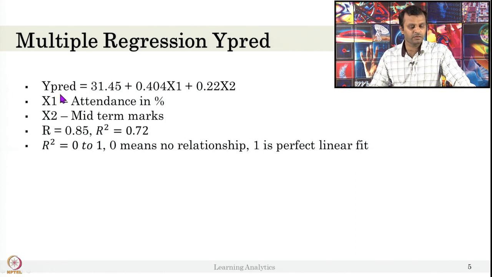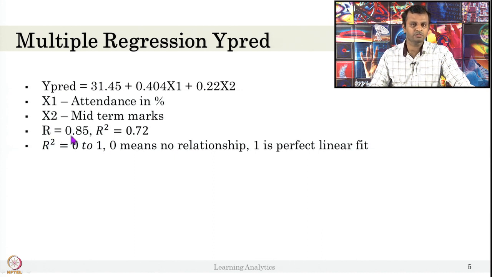Y predict is equal to 31.45 plus 0.4 x1 plus 0.2 x2. So that is the linear regression model for the data we gave. The first variable x1 is attendance in percentage, and the second variable x2 is midterm marks.